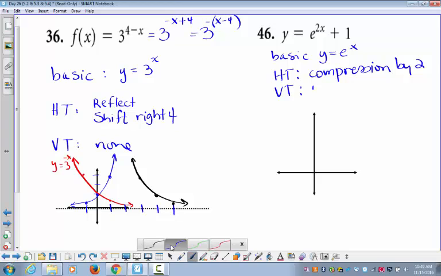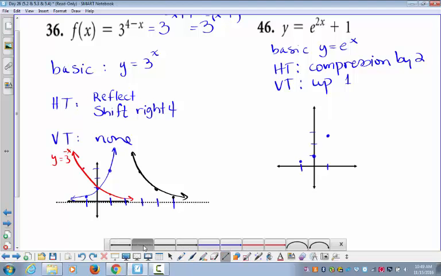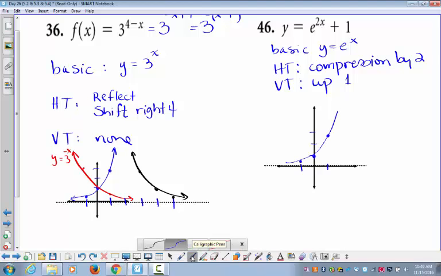Then the vertical transformation is shift up 1. All right, so our basic function, let's start with that. 1 comma e is right there, 0 comma 1, and negative 1 comma 1/e. There's our basic function. So now we've got to deal with this compression.